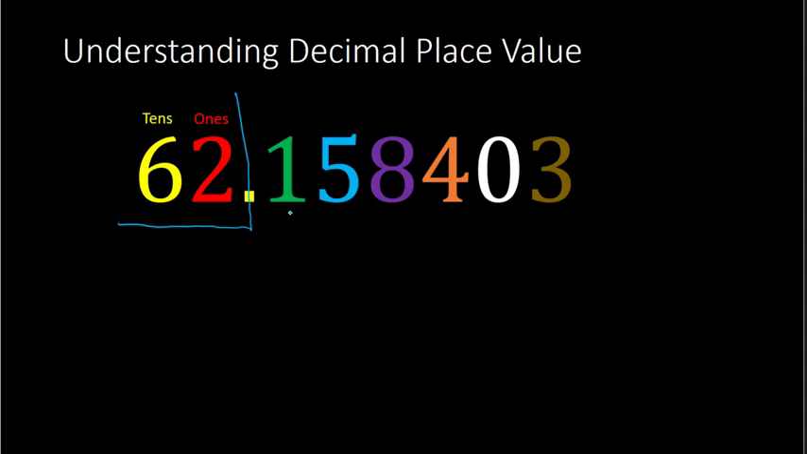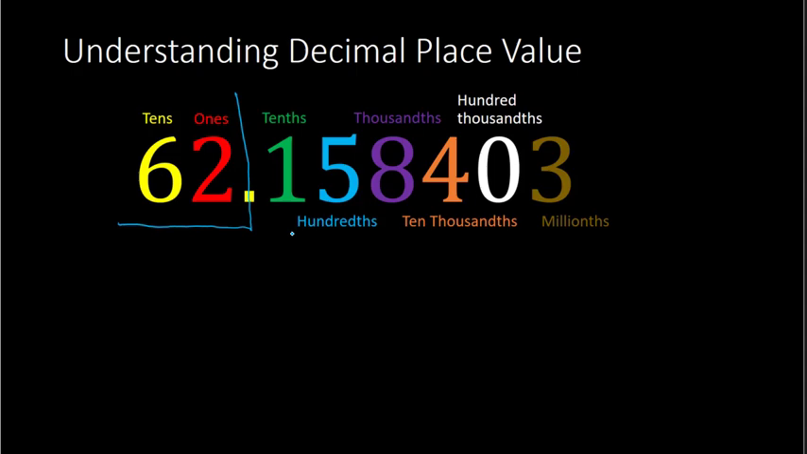So working from left to right, the 1 here would be the tenths place. And then the 5 would be the hundredths place. The 8 would be the thousandths place. The 4 is the 10,000ths place. The 0 is the 100,000ths place. Then you have the millionths place, and etc.